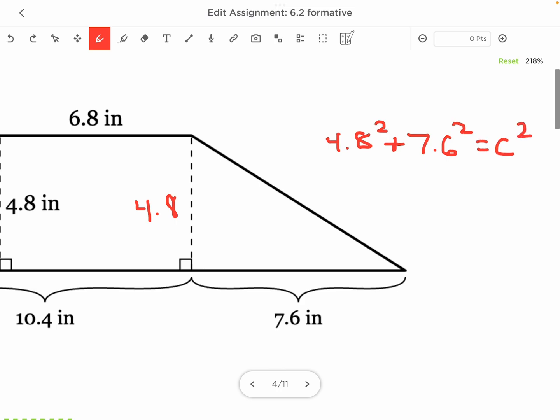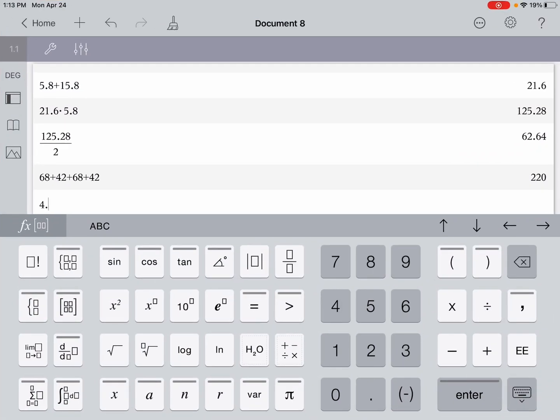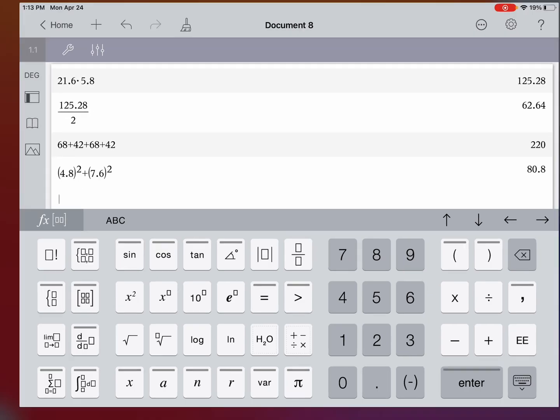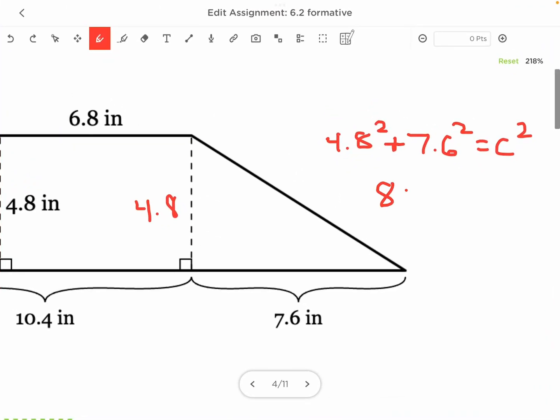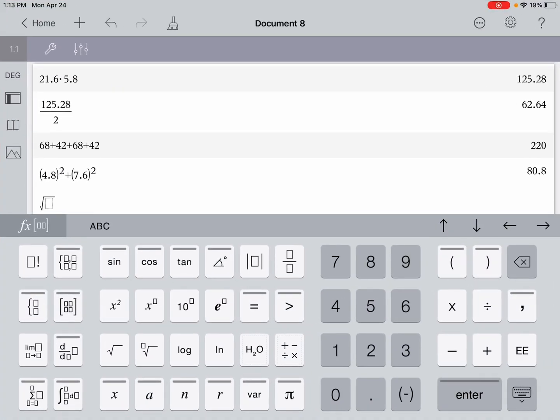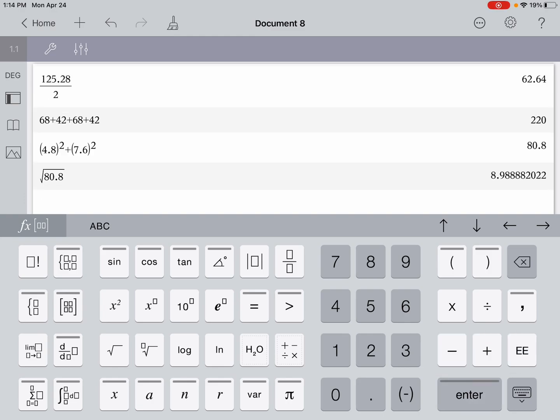And so I'm going to go to my calculator, and I'll do 4.8 squared plus 7.6 squared, which is 80.8. And so I get 80.8 equals c squared. So I then have to take the square root of 80.8, and I'm going to get a decimal approximation for that. So I'll do the square root of 80.8, and I'm going to click and hold down to get my decimal approximation. I have 8.9888.